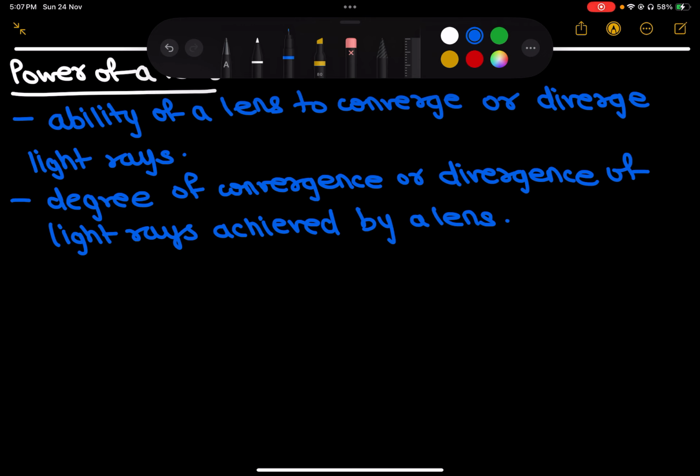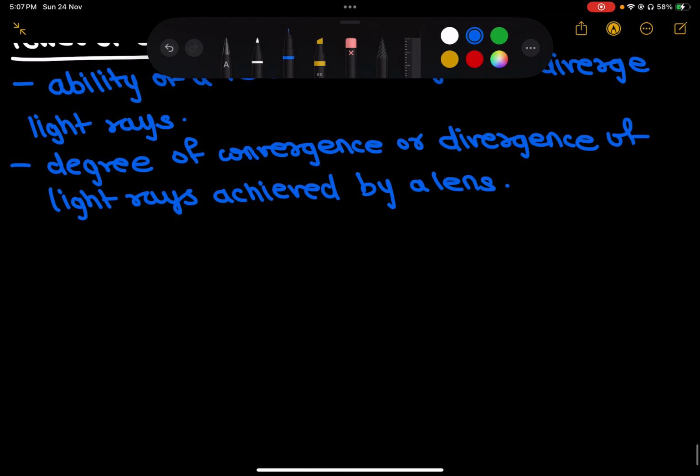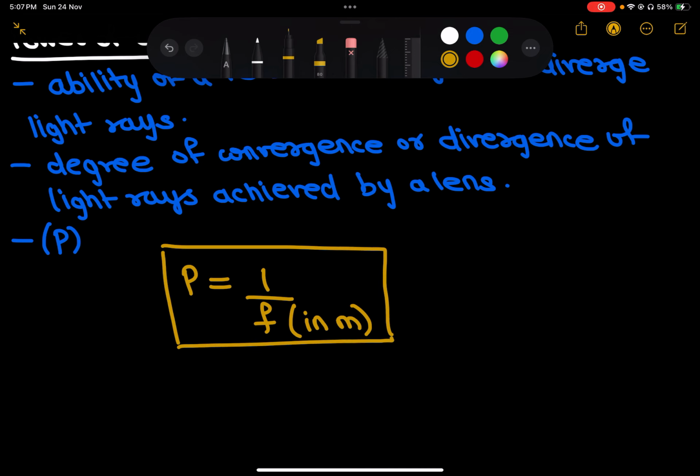Very simple. Okay. So power of a lens, it is denoted by capital P. And there is a formula, obviously, for power of a lens. The formula is P is equal to 1 by F. And F, there is a condition. F should always be in meter. Never in centimeter, never in millimeter, only in meter. So if it is given in centimeter, you have to first convert to meter and then use the formula. Otherwise, your answer will go wrong. Okay? So P is equal to 1 by the focal length. So power is basically the reciprocal of the focal length.